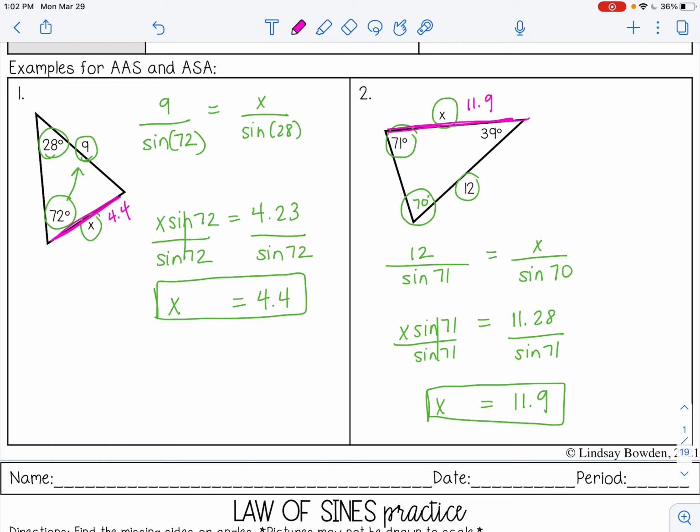All right, you can pause the video now and complete the practice.